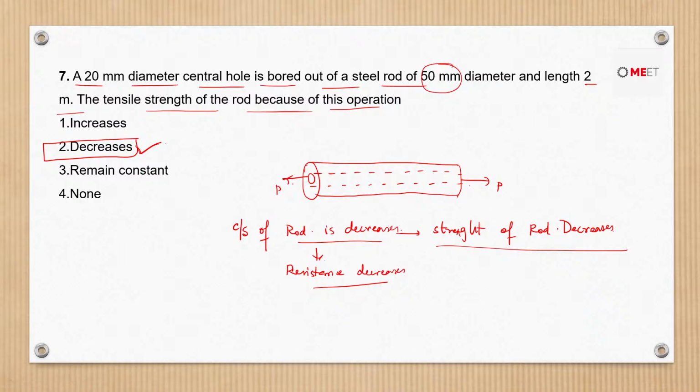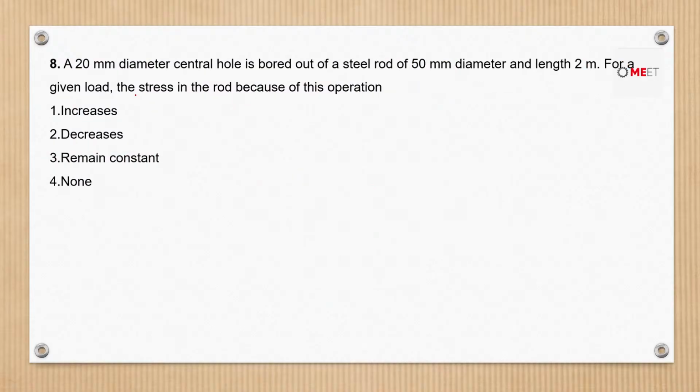Okay. So option 2 is the answer. Moving to next question. A 20 mm diameter central hole is bored out of a steel rod of 50 mm diameter, length is 2 meters. For the given load, the stress in rod will be dash.